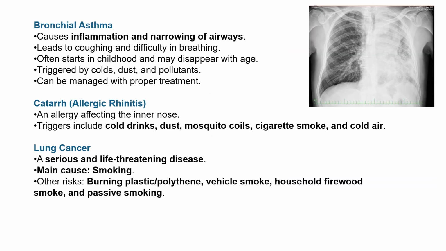So here we are looking at some of the other conditions which are associated with the respiratory system. Bronchial asthma, also known as just asthma and wheezing in layman terms. It causes inflammation and narrowing of airways, leading to coughing and difficulty in breathing. This often starts in childhood, and may also disappear with age, and this is usually triggered by colds, dust, and other pollutants. However, this can be managed with proper treatment.